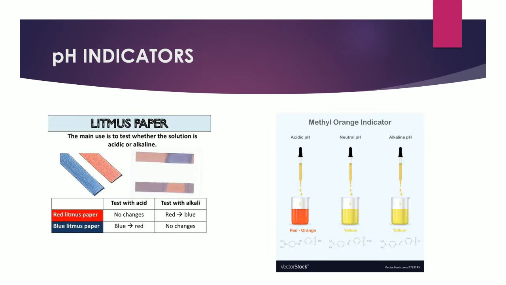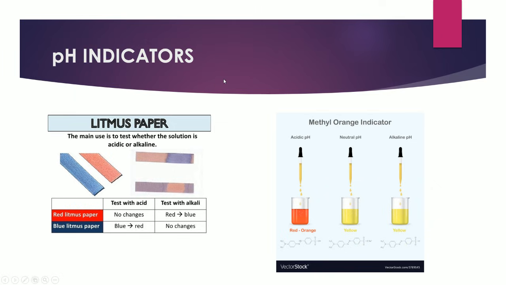So, other than the universal pH indicator that tells you what the pH of a chemical is, there are two other indicators that you need to know. These ones don't tell you what the pH is, they simply tell you whether something is acidic or basic. First of all, litmus paper.